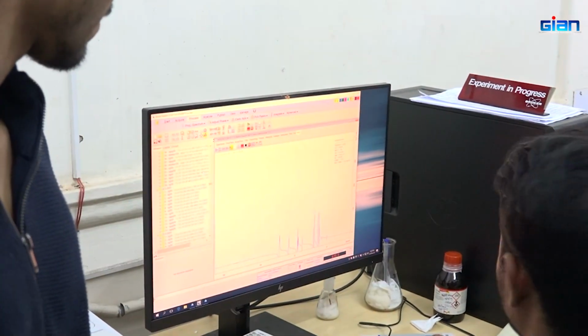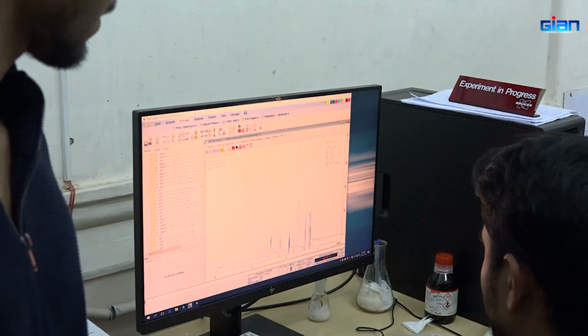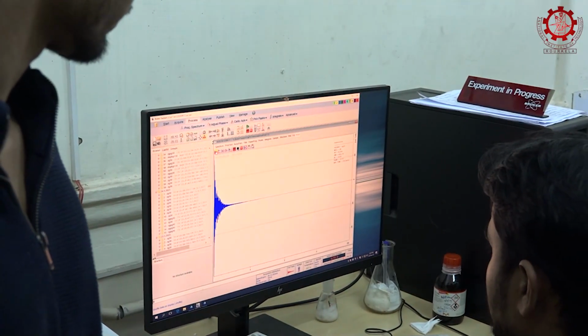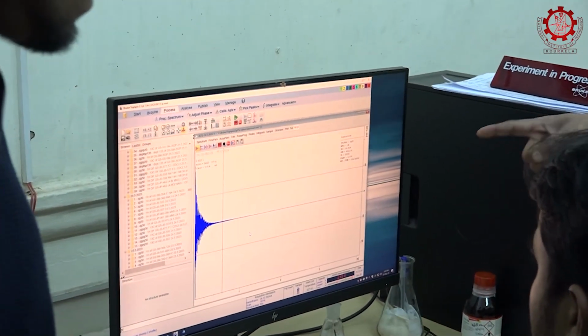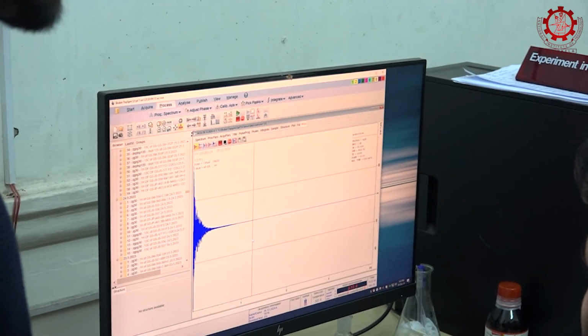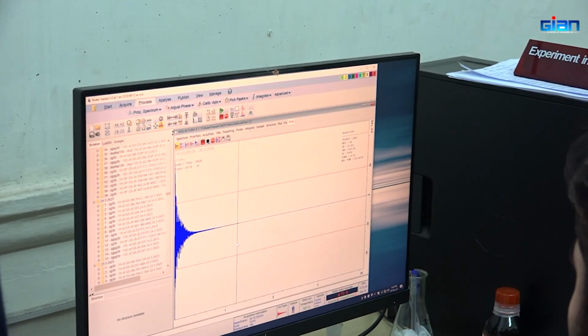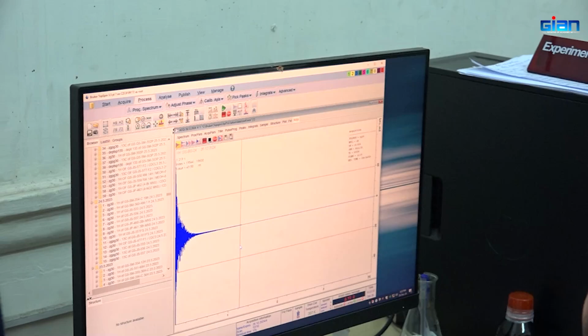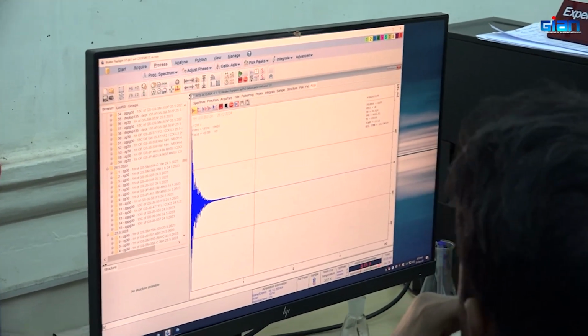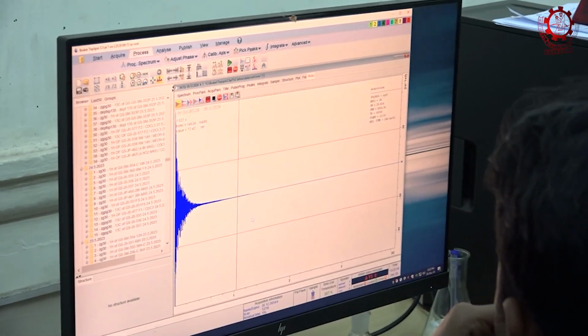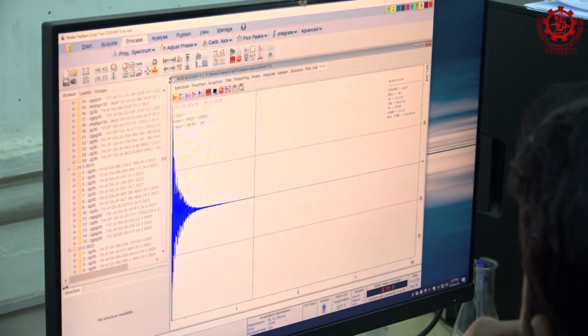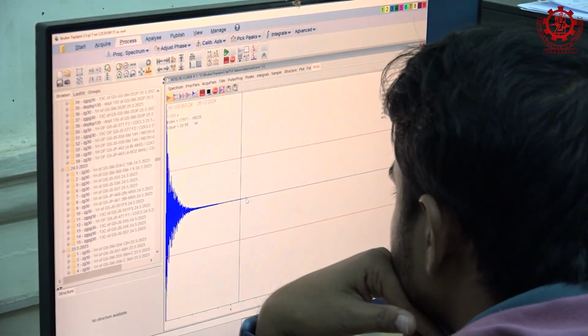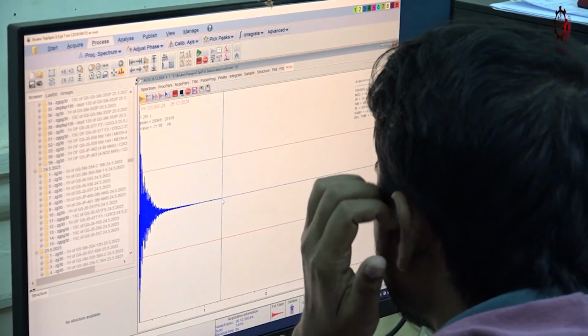Okay, so now something you can see, the peak is coming. I will show you another version. So you see that one is called an FID, free induction decay. What is that? Free induction decay is, as I told, it will observe, if you remember that one.